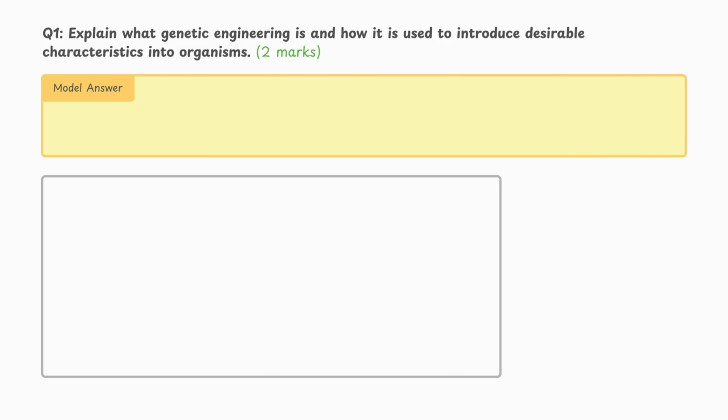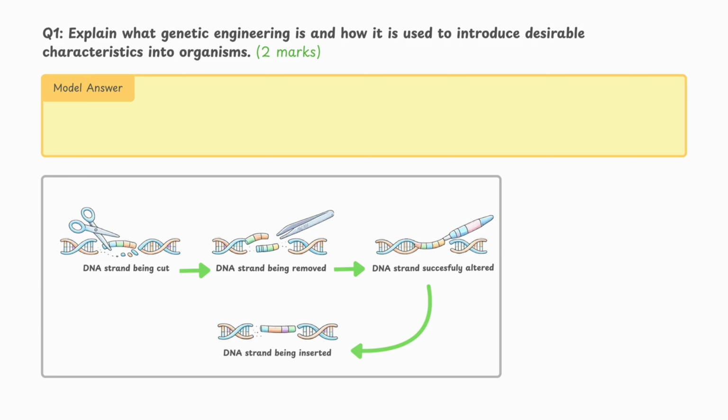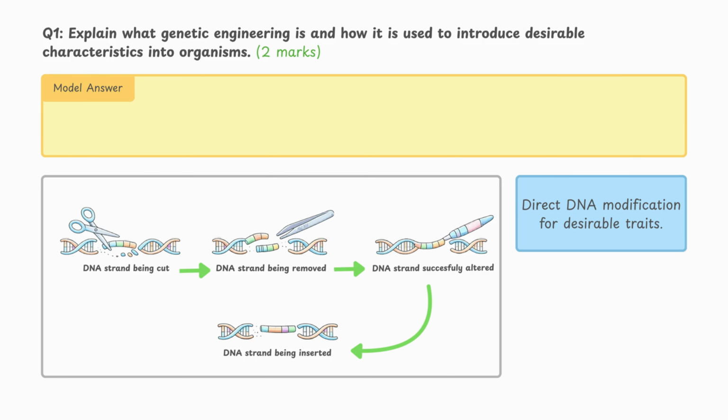Let's break this down clearly. Genetic engineering involves directly changing the genetic material of an organism. Scientists can remove unwanted genes, alter existing genes, or insert new genes into the DNA. These inserted genes often come from another organism that already has a useful characteristic.